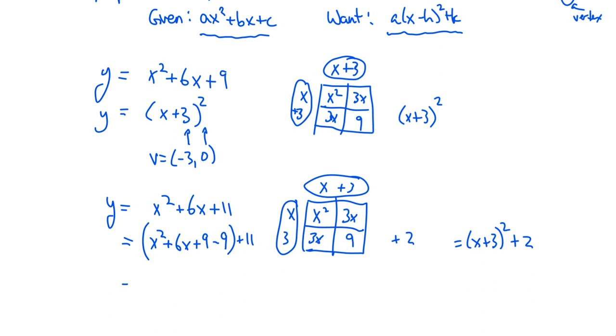And so now what I do is I say, well, this part over here, the x squared plus 6x plus 9, that is a perfect square trinomial. And that can be written as (x plus 3) squared.